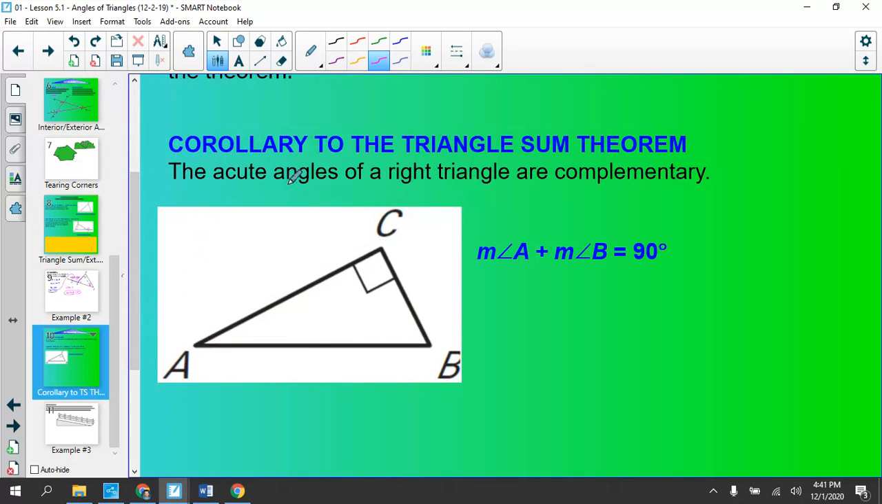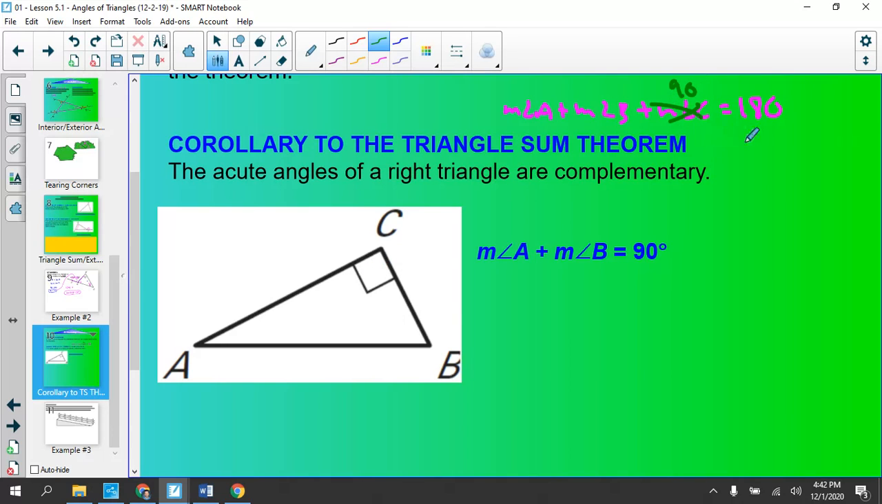So we end up with this corollary to the triangle sum theorem. Remember, the triangle sum theorem said they all have to add up to 180. The measure of angle A plus the measure of angle B plus the measure of angle C equals 180. That's what the triangle sum theorem just said 2 slides ago. So in a right triangle, this corollary says that, okay, in a right triangle, one of the angles is 90, right? Basically what we're doing is replacing the C with 90 degrees, because C's a right angle.